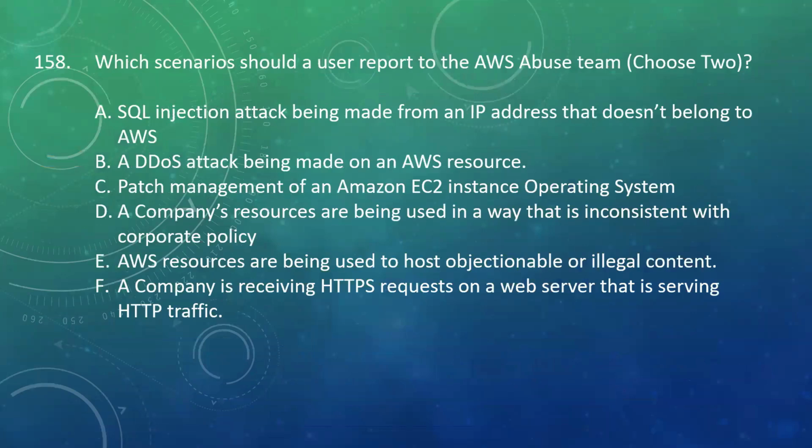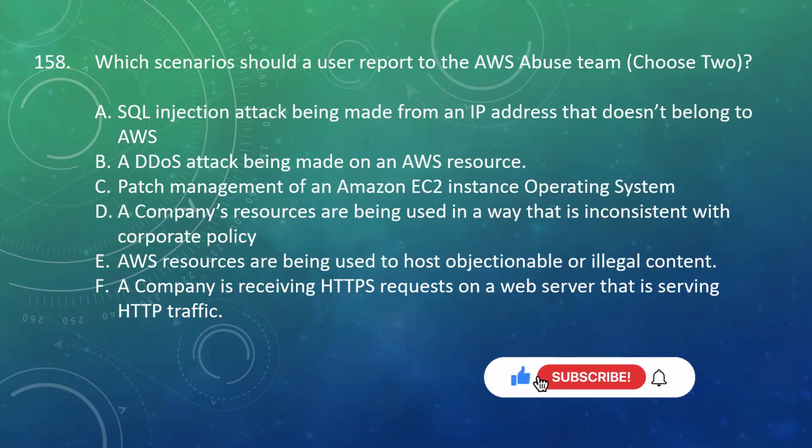Question number 158 of the series. Which scenarios should a user report to the AWS abuse team? You need to choose two options. Your options are SQL injection attack being made from an IP address that doesn't belong to AWS, a DDoS attack being made on an AWS resource, patch management of an Amazon EC2 instance operating system. A company's resources are being used in a way that is inconsistent with the corporate policy. AWS resources are being used to host objectionable or illegal content. A company is receiving HTTPS requests on a web server that is serving HTTP traffic.